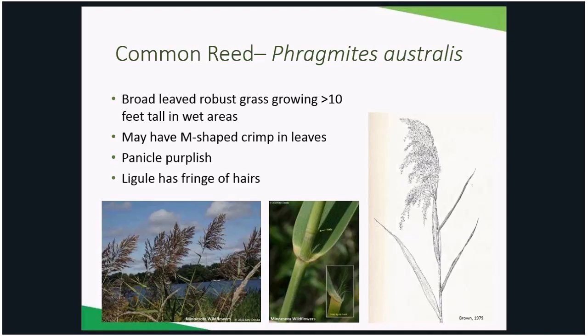like smooth brome. But it will also produce this very large panicle that is purplish in color and then dries and rustles in the wind in the wintertime. If you need another identifying feature, the ligule has a fringe of hairs that you can see very clearly in this photo here. So if you pull that leaf blade back, you should be able to see those hairs.